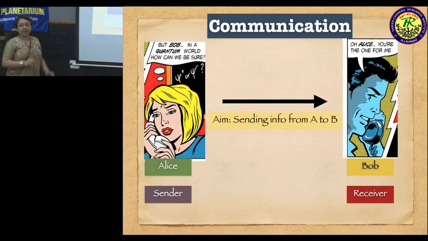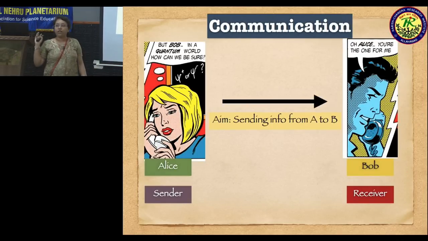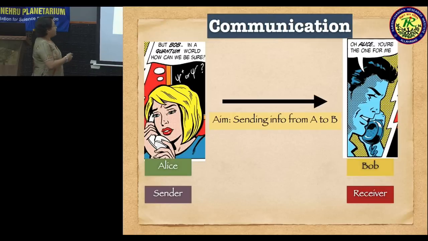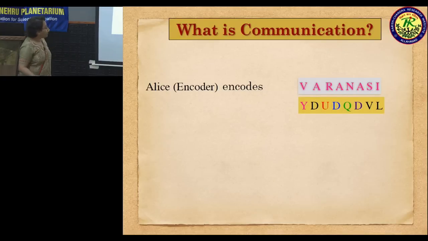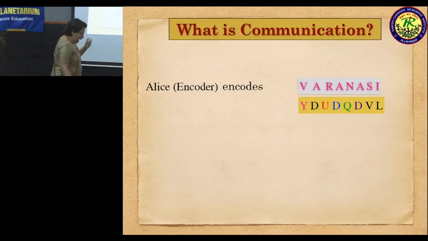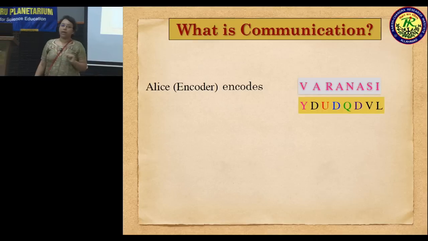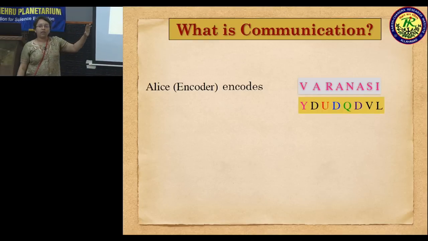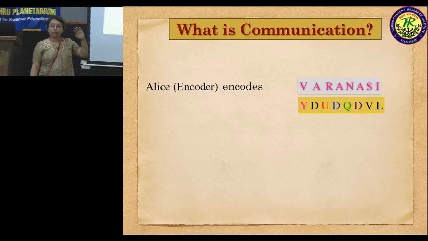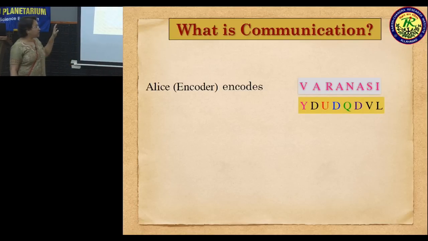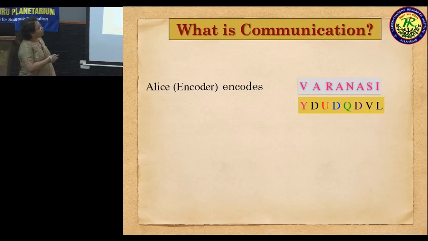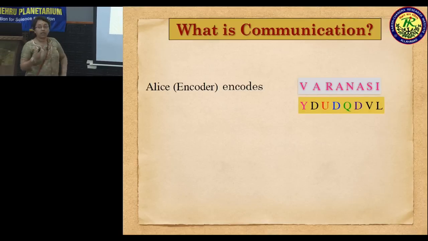As I said, any communication process should involve two parties, and Alice's task is to send some information to Bob. Now suppose Alice wants to send that Alice now is in Varanasi. Okay? Any communication process also should consist of a few steps. So the first step: Alice wants to send this information, Varanasi, to Bob.